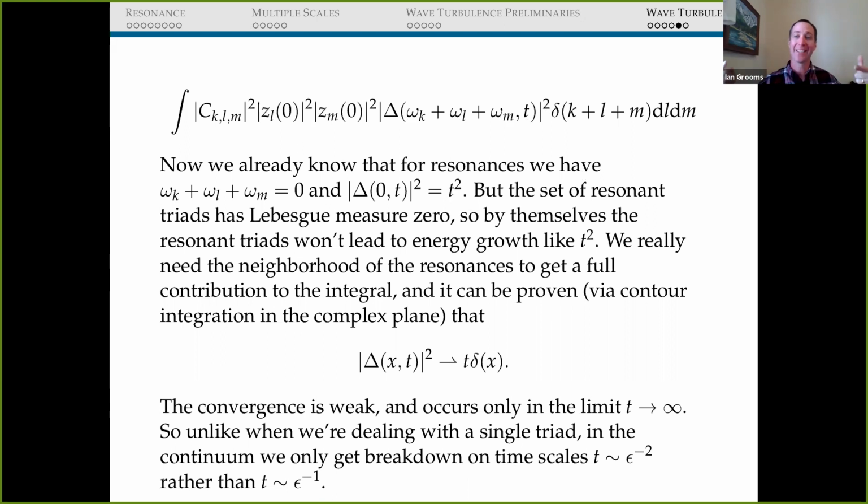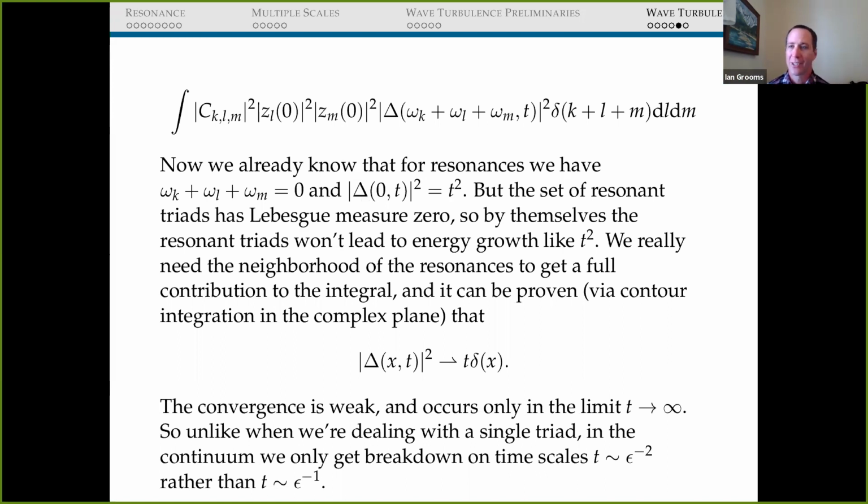But now that is sitting inside an integral. And this is the difference. With an ODE, you've only got one triad forcing itself. Here, you've got an infinite number of triads all interacting with one mode, and you're integrating over all of their effects. But the set of resonant interactions, the set of triads that interact resonantly and have this t squared term, has Lebesgue measure 0.